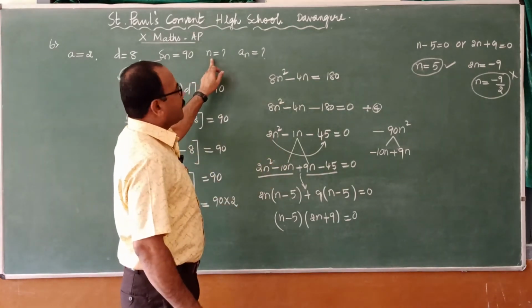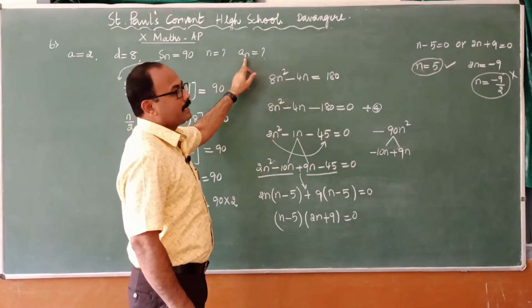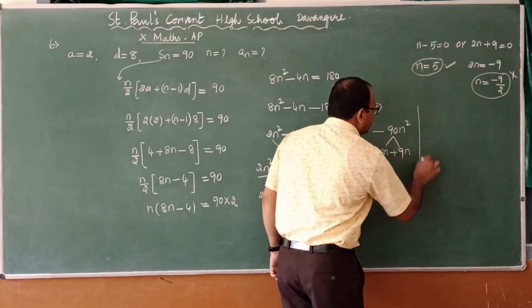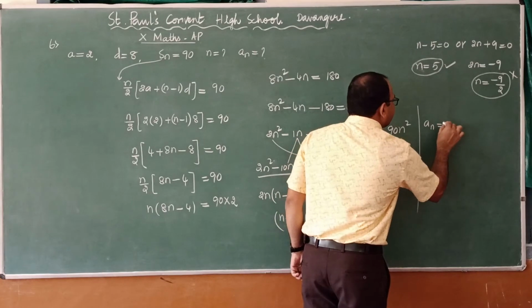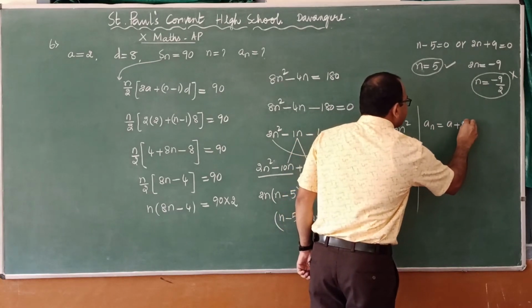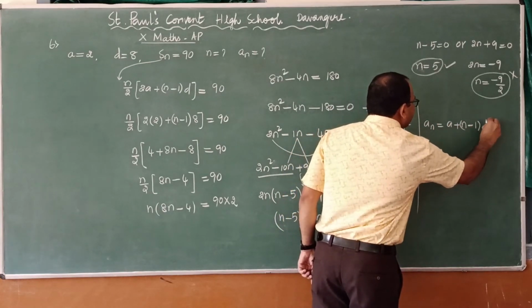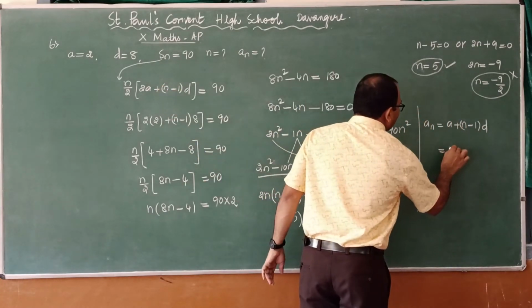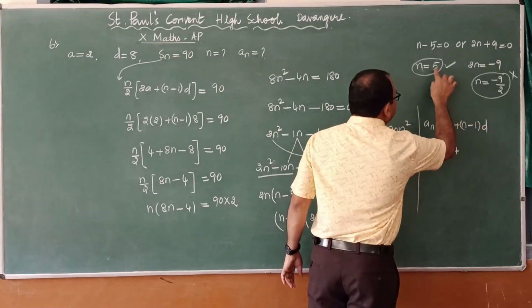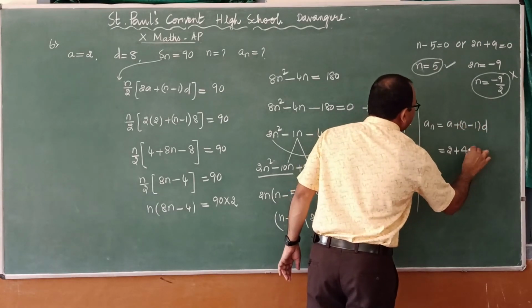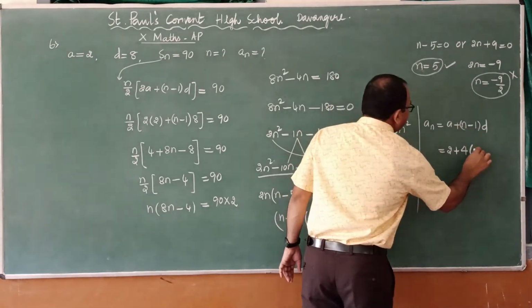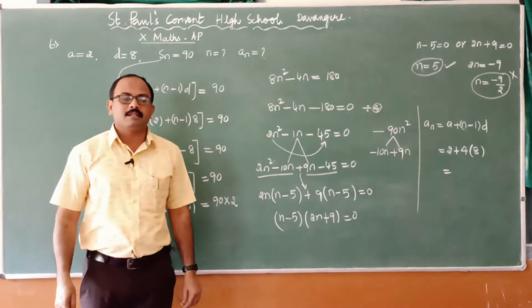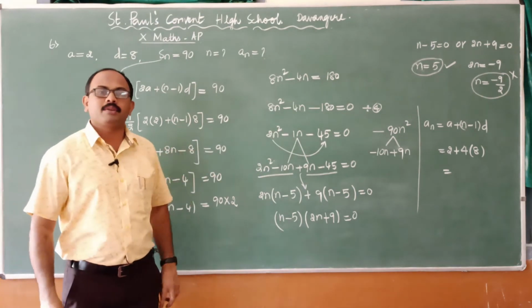Then we have calculated n. We shall calculate the nth term, children. The nth term can be calculated using the formula a n is equal to a plus (n minus 1) into d, where a is 2 plus n is 5, 5 minus 1 becomes 4, 4 into this becomes 8. Like this, plenty of sums we have done, children. The remaining part you can do.